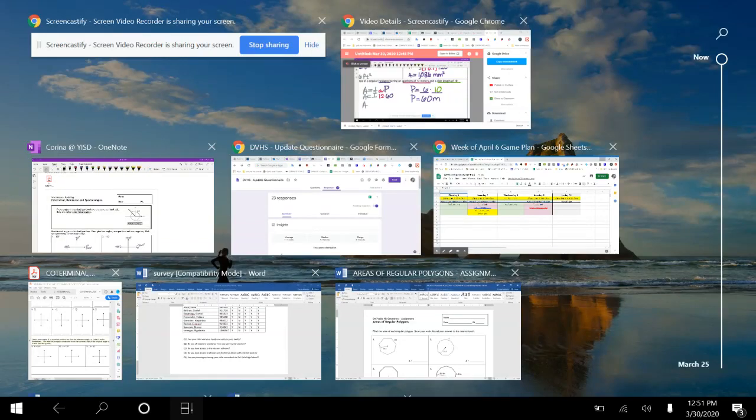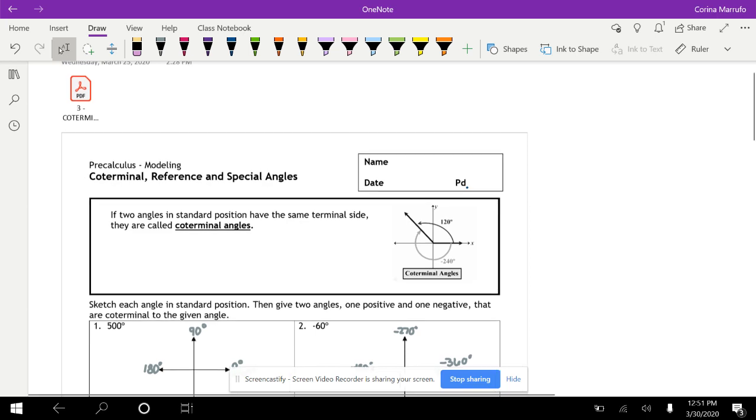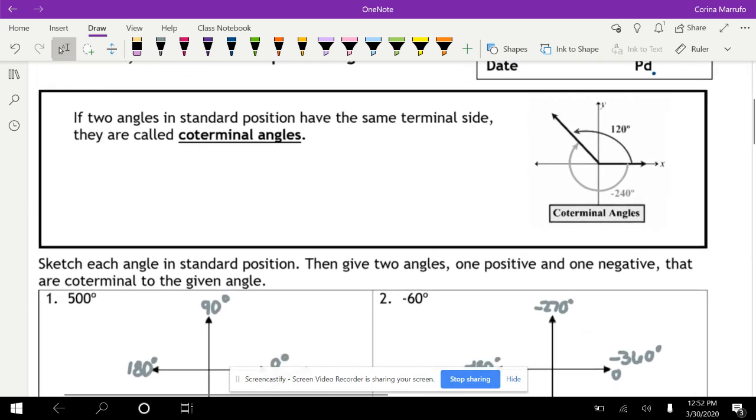All right, so today we are going to be going over coterminal angles. So it says if two angles in standard position have the same terminal side, they're called coterminal angles. And so if you look here on the picture, they graph 120 degrees. And so we always start on the positive x-axis and then we go counterclockwise. So we go counterclockwise and then 120 degrees would end right here.